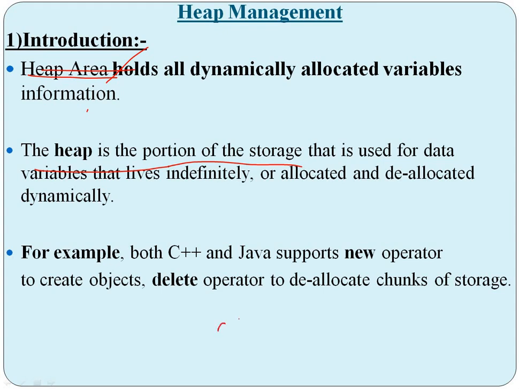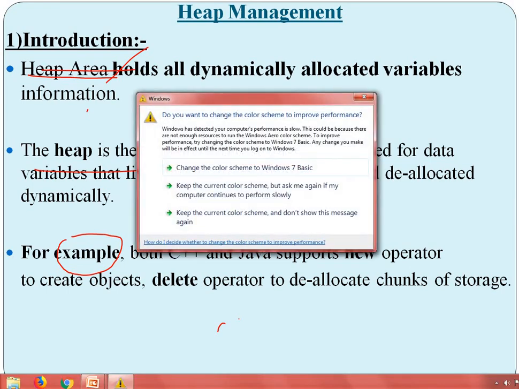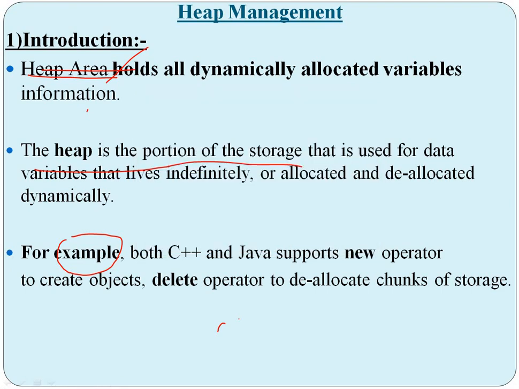For example, the C language supports dynamic memory allocation using malloc and calloc functions. Similarly, C++ and Java languages support the new operator to create objects and the delete operator to deallocate chunks of storage. Chunks means blocks of storage.